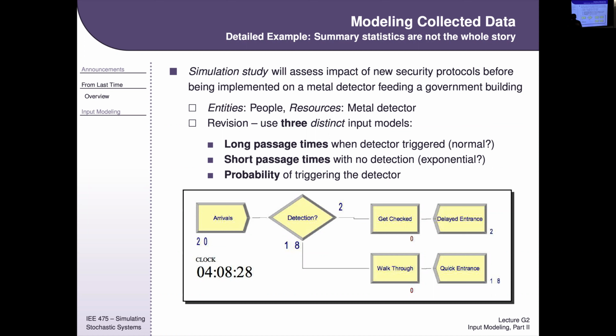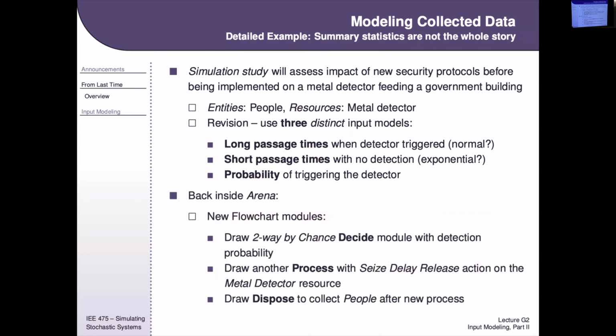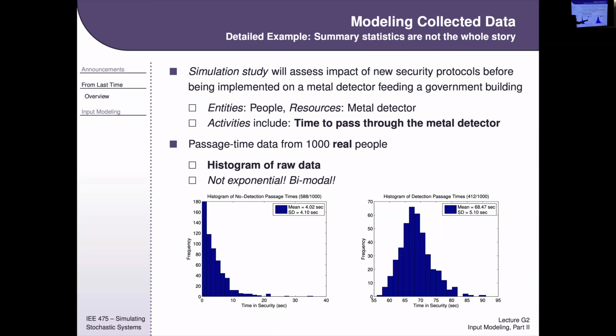And so what I'd like to do now is take that normal, that hump-shaped distribution, and put that in the get checked process here. The exponential distribution for the short passage times, I'll put in the walkthrough process here. And then I've got the question of, well, I might need to figure out a probability to put here. Well, if I were to go back and look at these data here, I can count how many are in this group.